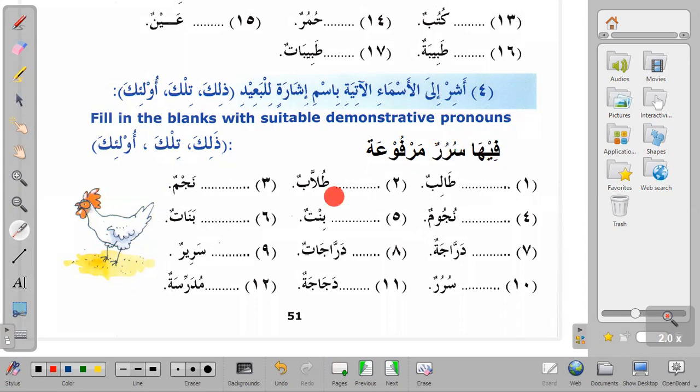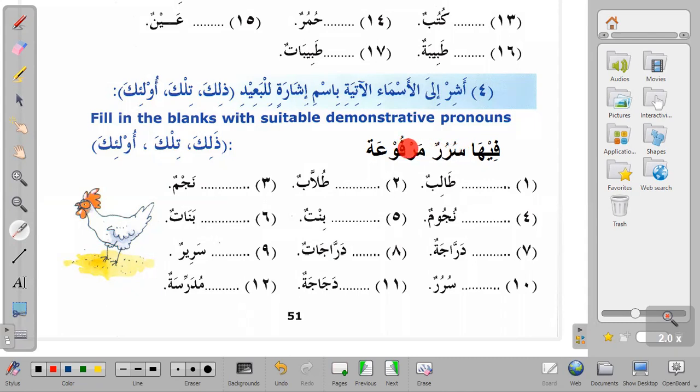Sururun. That's the plural of sarirun. Okay, couches. Sururun marfu'ah. In classical Arabic, and in olden Arabic, it's just bed. Okay, bed.